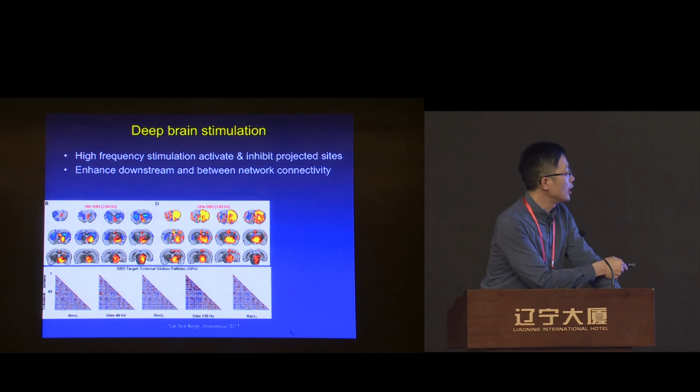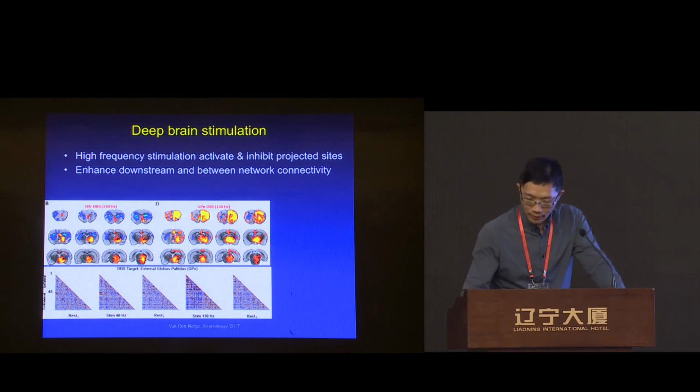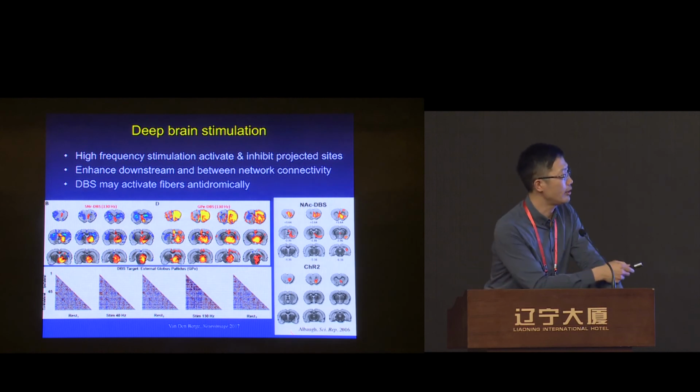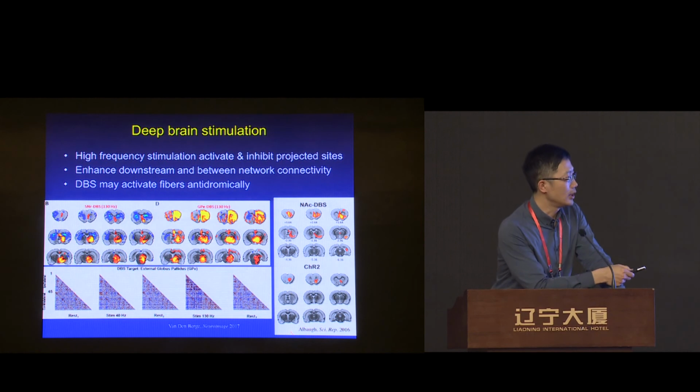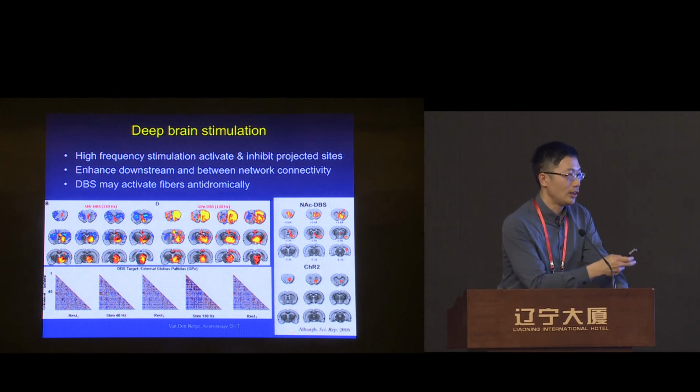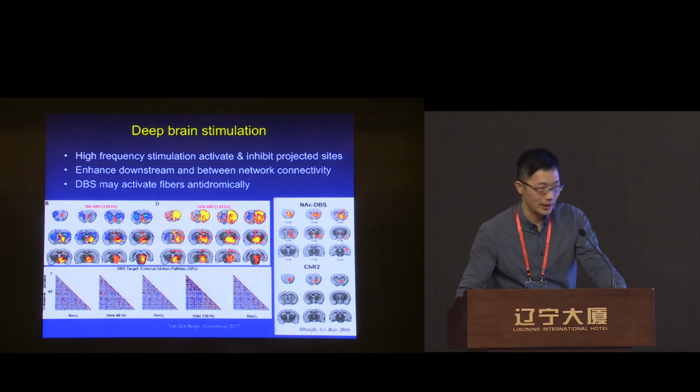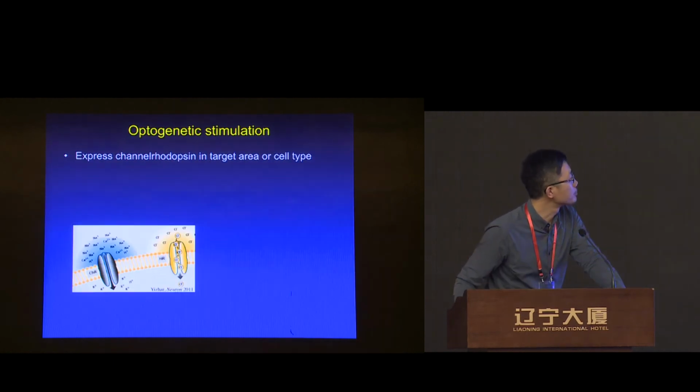However, this stimulation only induces a transient change in the connectivity. If you look at the resting state network, it didn't change. However, the same group also showed that if you stimulate by optogenetics, you only see the injection site. You don't see the other area being activated. So probably the deep brain stimulation is activating fibers in the other direction, not the efferent area.